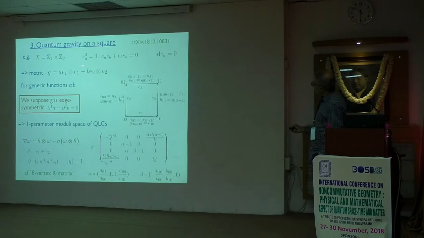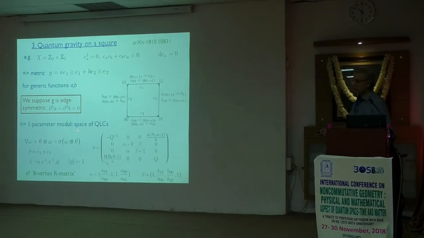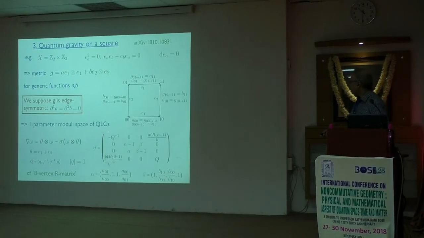So that imposes a differential equation on my metric functions, and that is this. The finite difference derivative in the one direction of A should be 0, and the derivative in the two direction of B should be 0. So I'm going to suppose that. That simplifies the calculations quite a bit. Then we find a very similar story. There is a one-parameter moduli of quantum Levi-Civita connections, and they have this form.